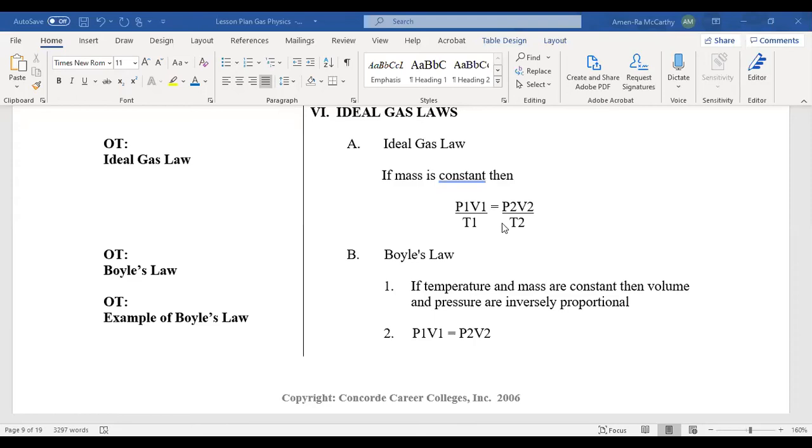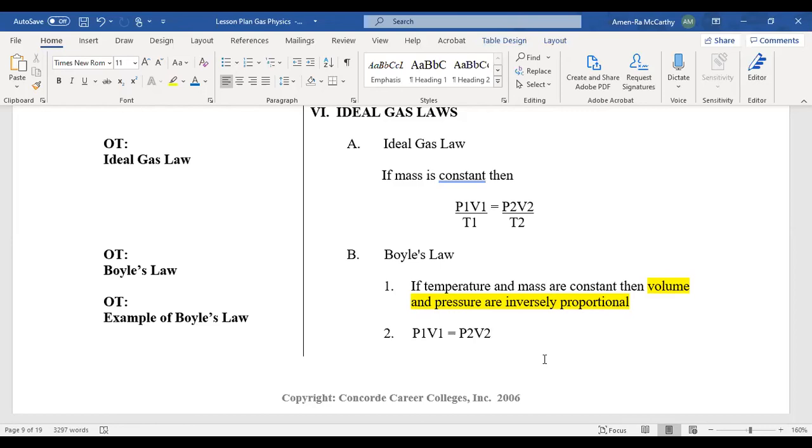Boyle says if temperature and mass are constant, then volume and pressure are inversely proportional. That's what Boyle says. So that means if volume goes up, then the pressure has to do what? Go down, because they are inversely related. If the volume goes down, the pressure is going to go up. They are inversely related. That is Boyle's law.